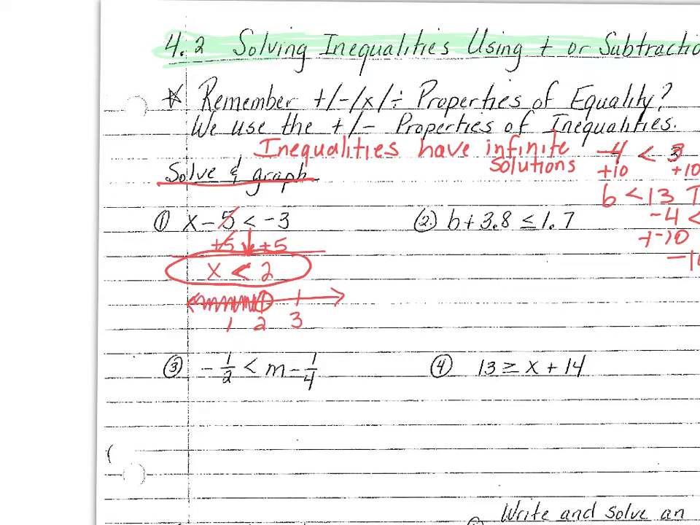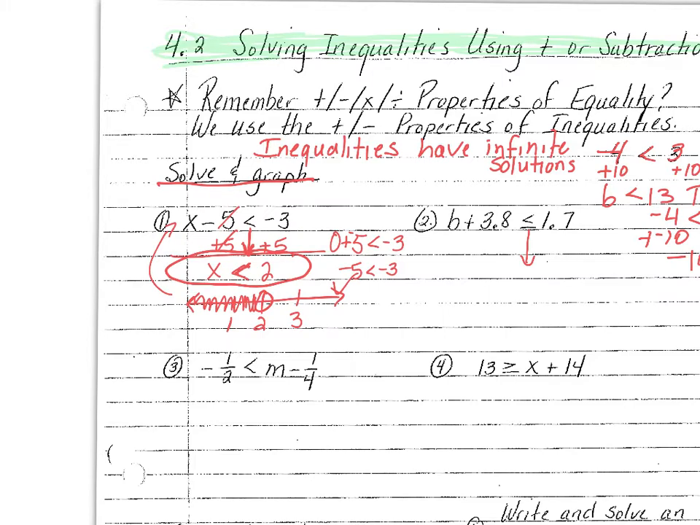Now I need to check this. Is 0 in that shaded region? Yep. So I'm going to put it in place of x. 0 minus 5. Is that less than negative 3? Well, that's plus negative. That's negative 5. Is that less than negative 3? So it works.